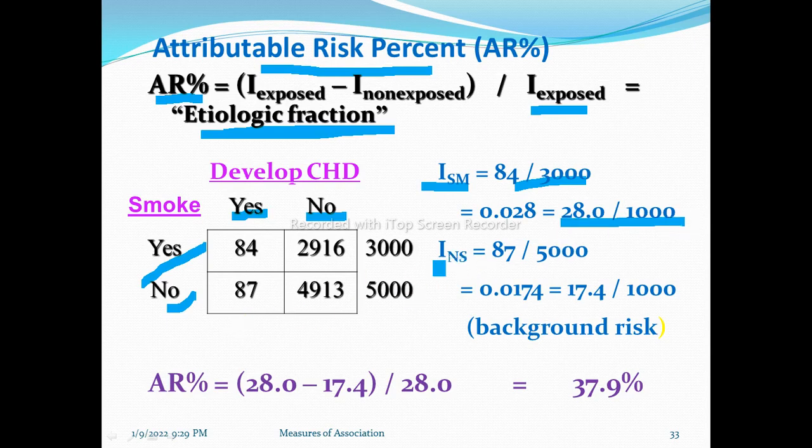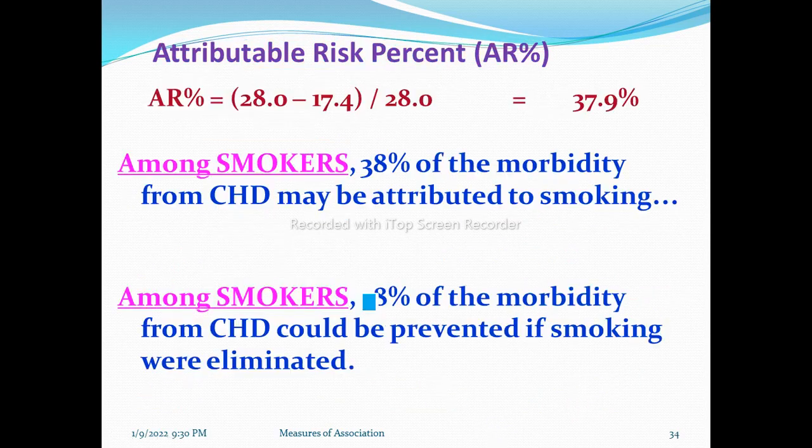The incidence in non-exposed is 27 over 5000, so it comes to 17 per 1000. It's the background risk. Up to this point it is similar to attributable risk, but now 28 minus 17 is incidence in exposed minus incidence in non-exposed, over incidence in exposed, 28, times 100, and we get 37.9%. In another way, 28 minus 17 over 28 is equal to 37.9%.